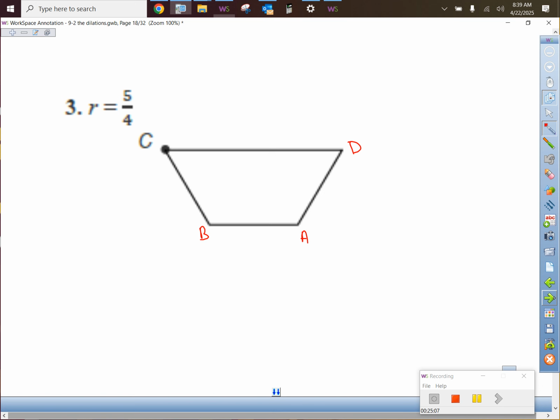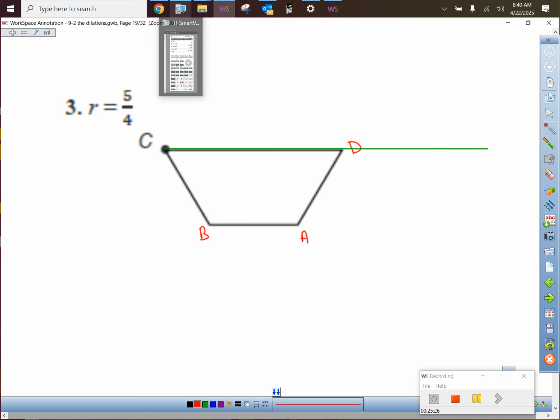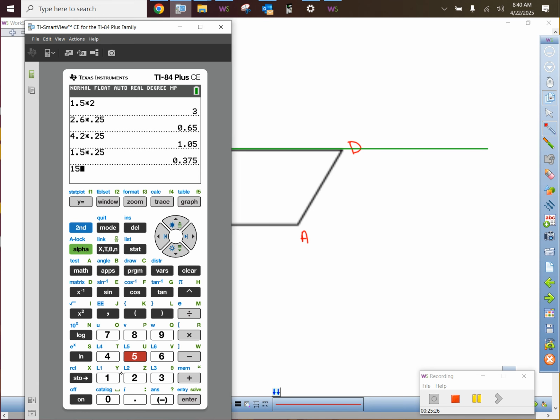I'll do D first. You just connect from C through D, or line it up with your straight edge, and just measure how far it is. And you take it times 5/4. I didn't measure it. Could you tell me how far that is? What was it? 2.9. So 2.9. If you want to take it times 5/4, you put that in parentheses, 5 divided by 4 if you have a graphing calculator, or you could calculate it to be 1.25.